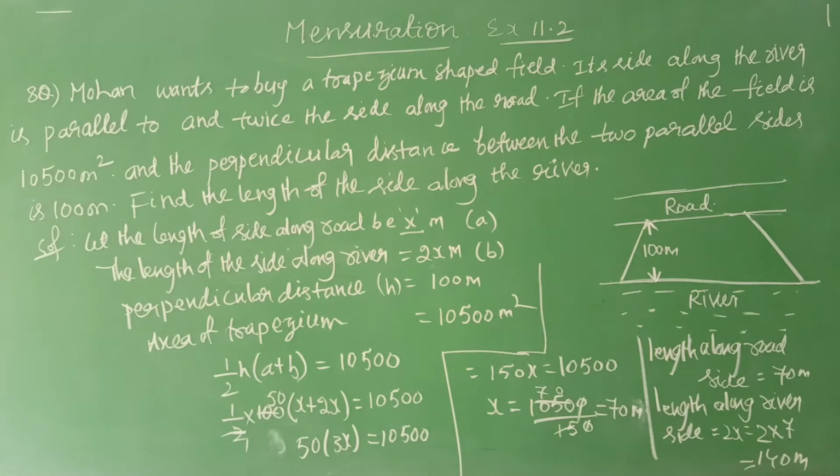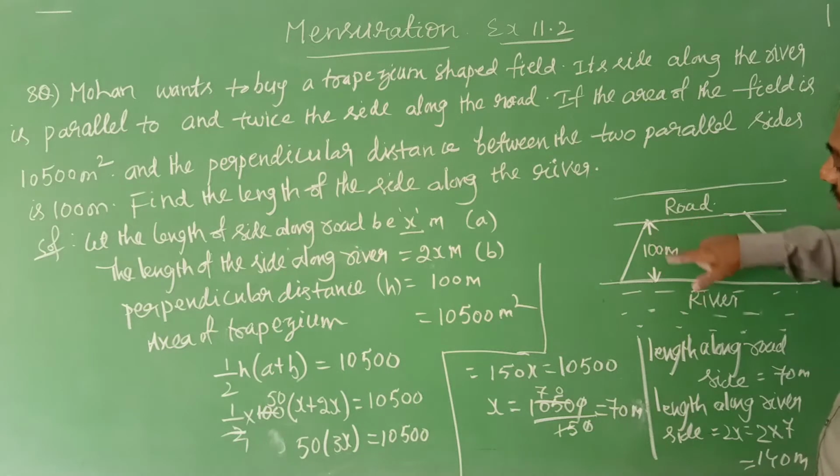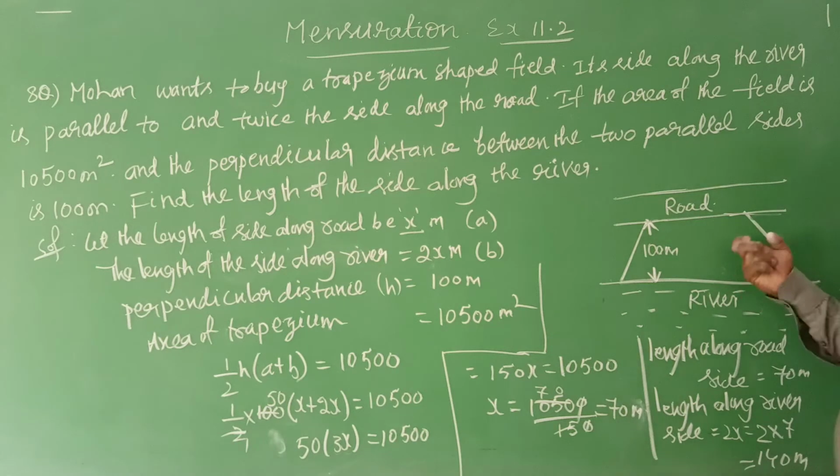You understood? Here this is the road side and this is the river side. Along the road, along the river, the perpendicular distance is 100 meters. Area is given, and we are calculating the length along the river side. I hope it is clear to you students. Thank you.